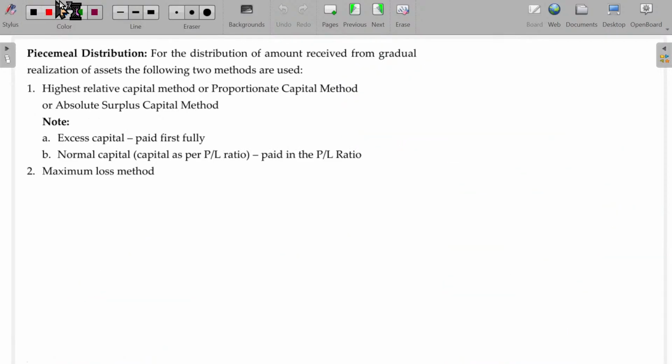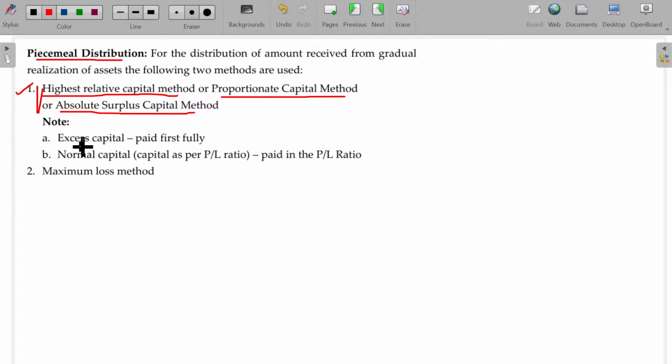Okay. Now, piecemeal distribution. For distribution of the amount received from gradual realization of assets, where you are realizing the assets gradually, not in a single shot, the following two methods are used. Number 1, highest relative capital method or proportionate capital method. Otherwise, it may be named as absolute surplus capital method. All these are the capital proportionate method in short.